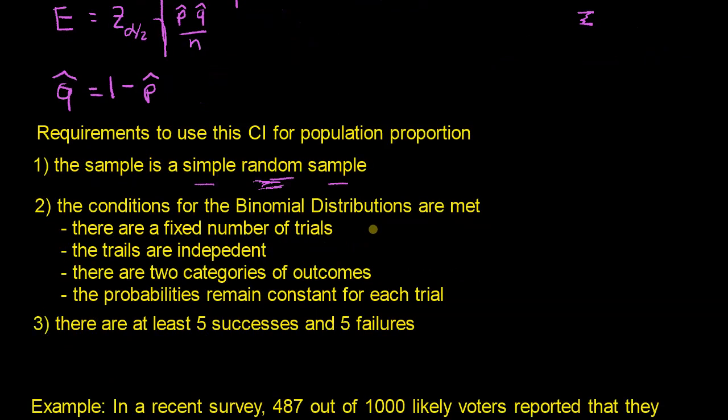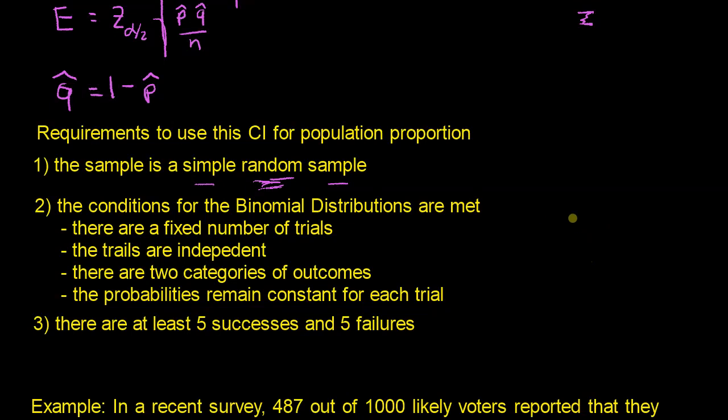Okay. Conditions for the binomial distribution must be met, and the binomial distribution assumptions are that there are a fixed number of trials. So in other words, you can't collect some data and then say, oh, well, actually I need some more data, so then go out and get some more, right? The binomial distribution assumption is that it's set beforehand how many trials you're going to do, right?